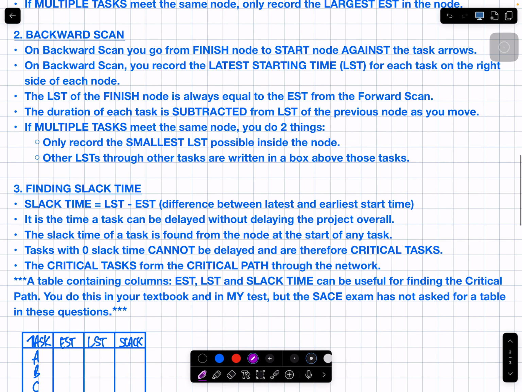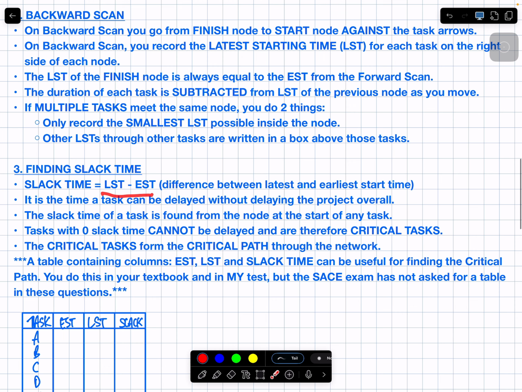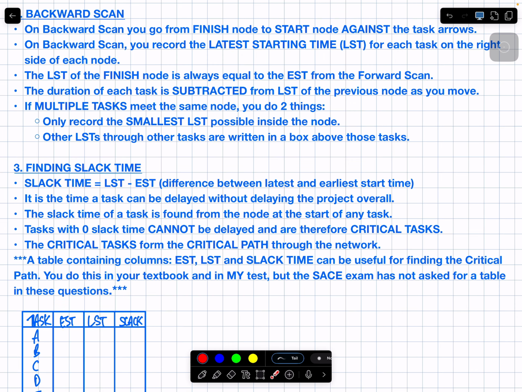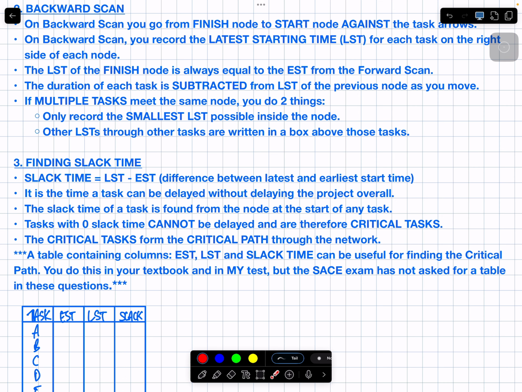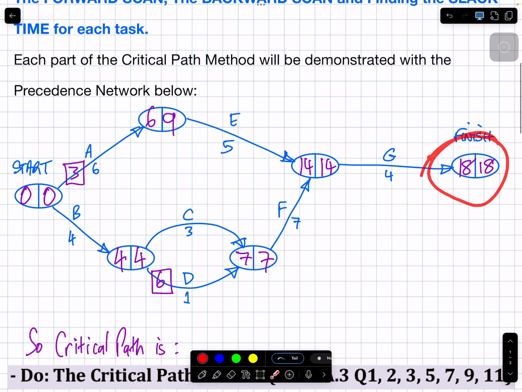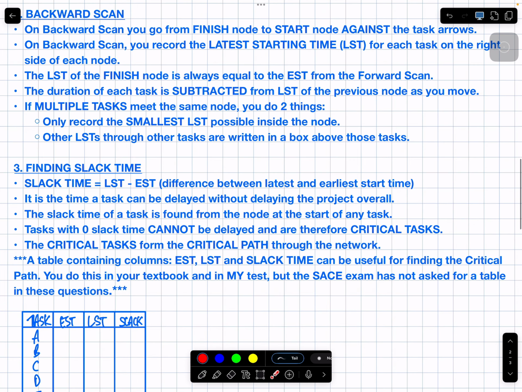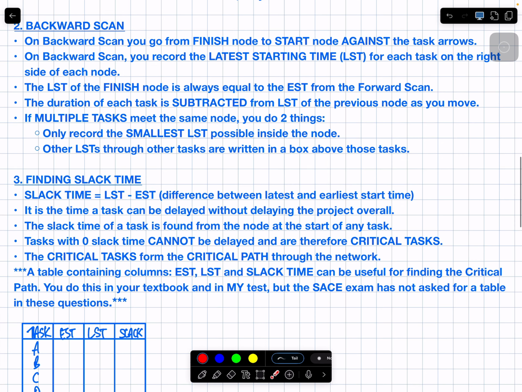All right, finding slack time. The slack time of any task is the LST, the latest it can start, minus the EST, the earliest it can start. That slack time represents the time a task can be left alone. It can be delayed without changing when the task finishes. This whole project should finish in 18, right? Tasks that have 0 slack time, I can't delay, therefore they're the critical tasks. So when I find the tasks that have no slack time, that's the critical path through the network.